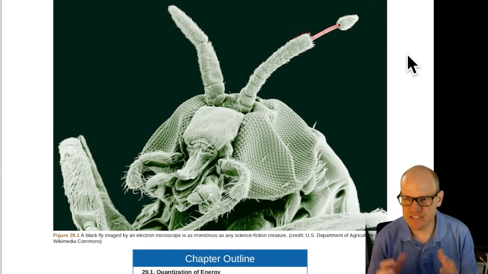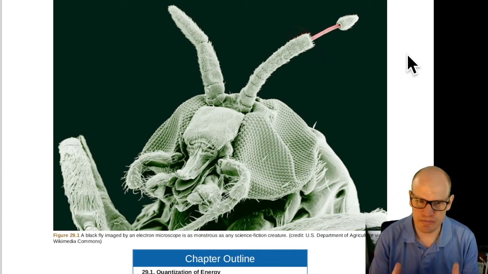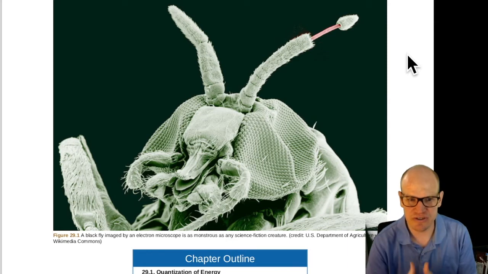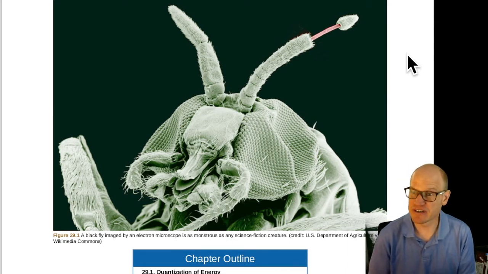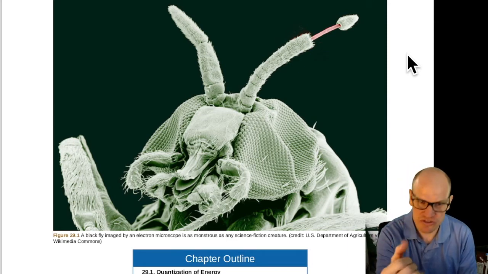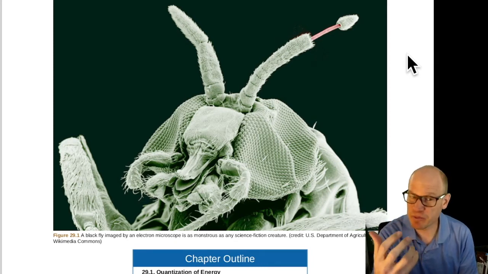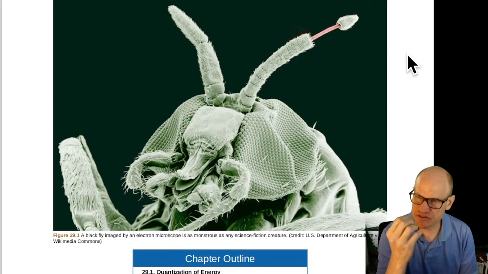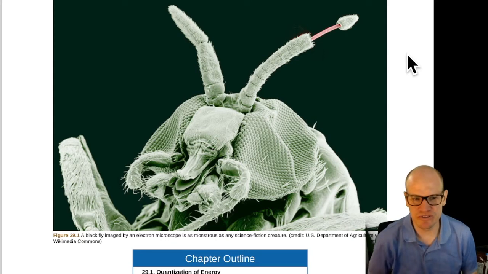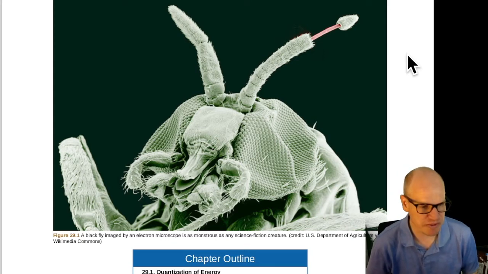So this is a consequence of quantum mechanics, the ability to make these electron microscope images. And that is because electrons are quantum particles. Quantum particles have wave-like properties, and because they have wave-like properties, you can use them the same way that you would use photons that also have wave-like properties.